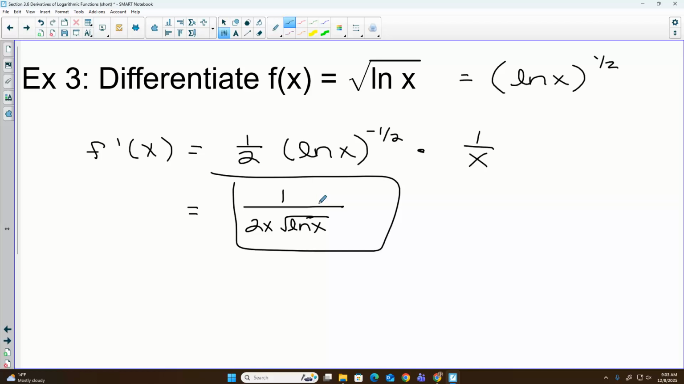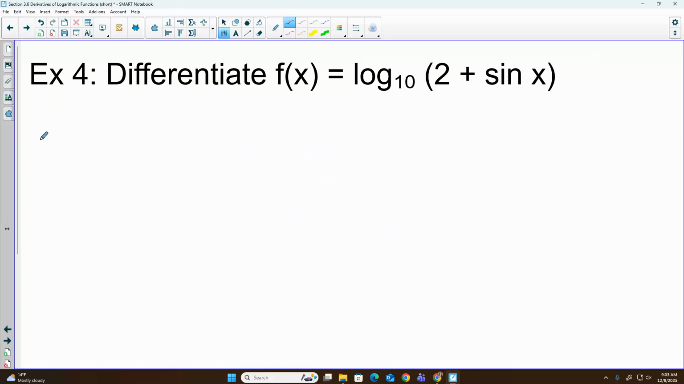So far, so good. Let's try one with a different base. If your base is not a natural log, then just like when we did the derivatives of exponentials, we had to just throw in a natural log of the base. That's really what happens here.